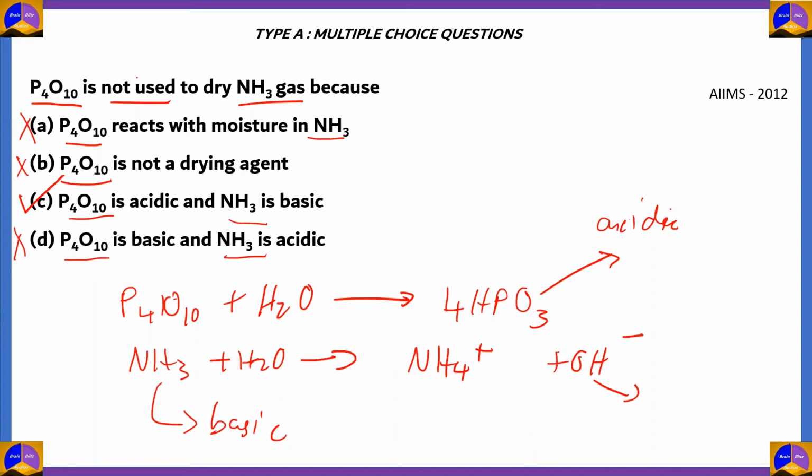And the reason why being acidic and basic means that it cannot be used to dry NH3 is because you're getting essentially a different product, HPO3. So therefore, the true purpose, which is to get pure NH3 gas, which is dried, does not occur. And that's why this reason, P4O10 is acidic and NH3 is basic, is the right option.